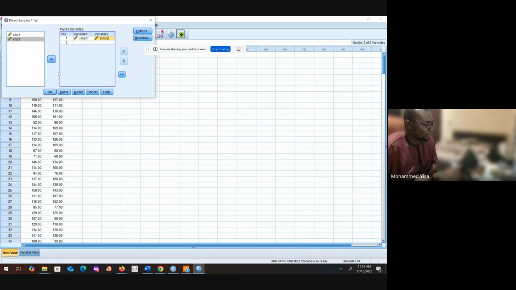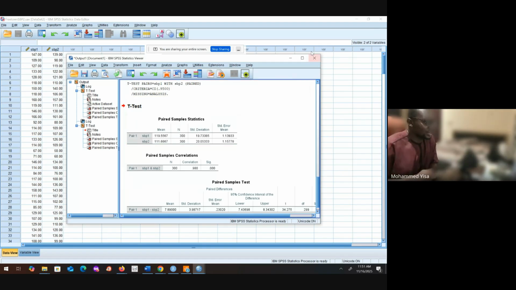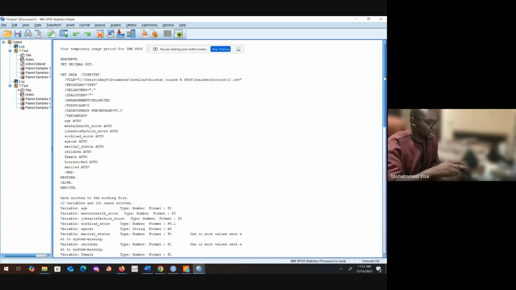Okay, so you can click on OK. And then can you enlarge the output window? Okay. So in your paired sample t-test, go up, down, sorry.